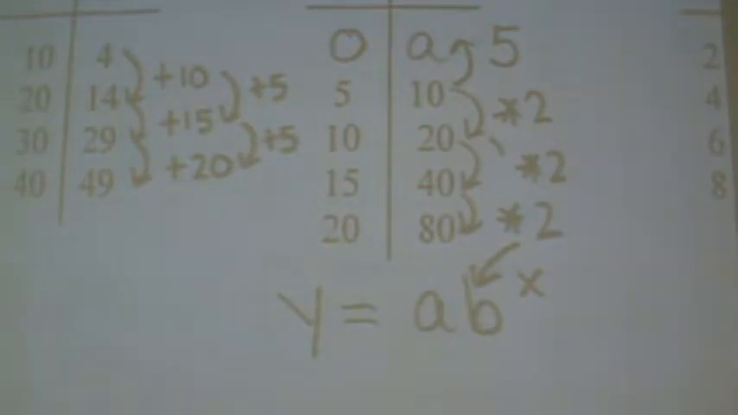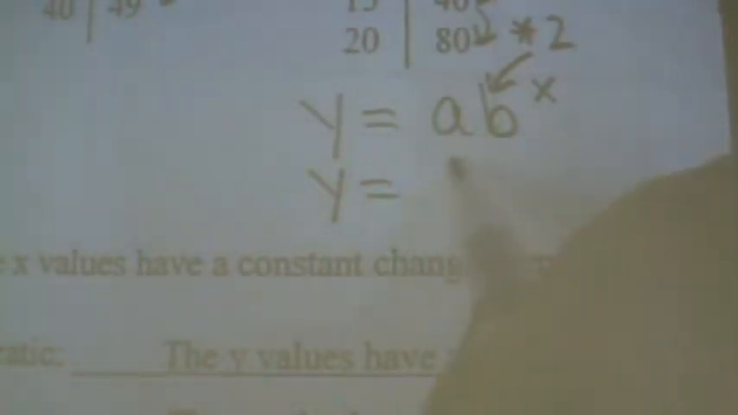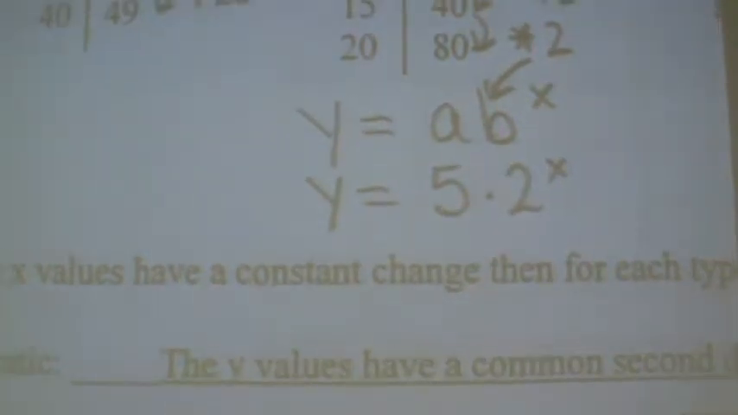If going forward is multiplying by 2, how do you go backwards? Divide by 2. So what is a? A is 5. To go forward, you multiply. To go backwards, you divide. So what is your equation? Y equals 5 times 2 to the x power.